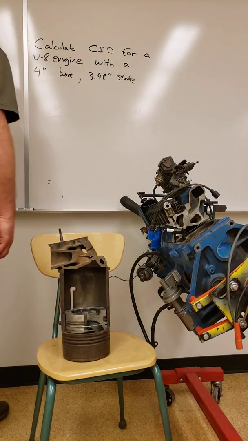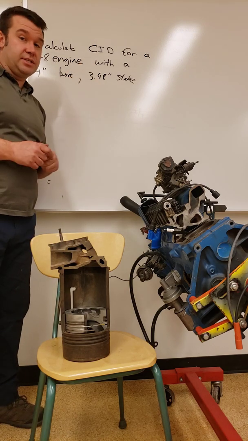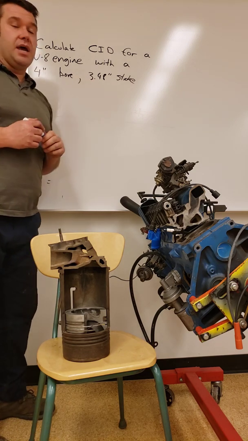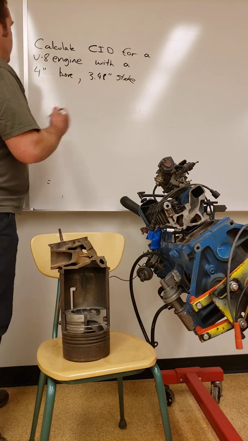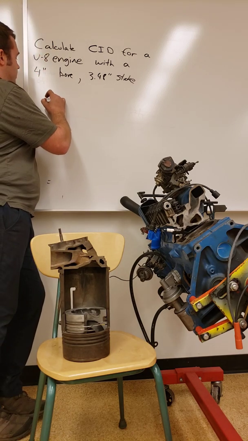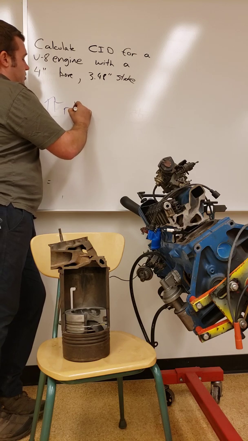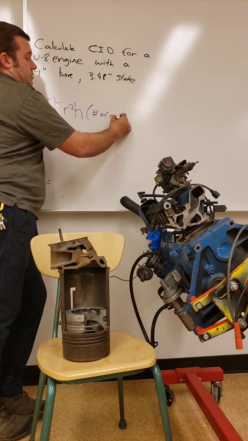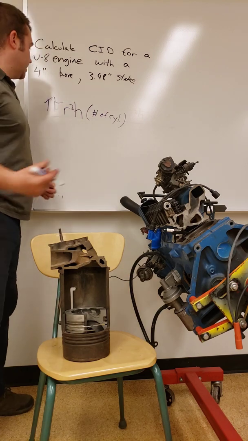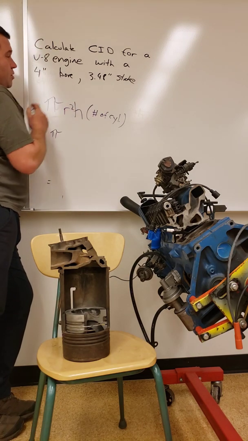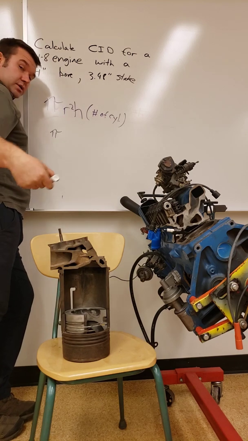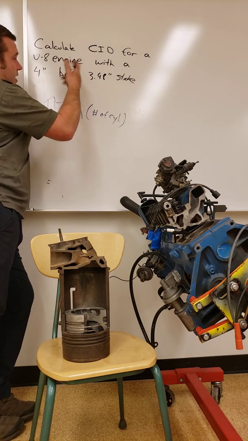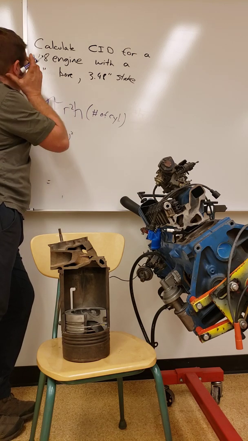So here's an example. Calculate CID, so in this case cubic inches displacement, for a V8 engine with a 4-inch bore and a 3.48-inch stroke. Okay, so let's just say we've got pi r squared h times number of cylinders. Okay, so we want that volume for the whole engine. So pi, our radius is 1/2 of the bore. Bore is our diameter. Okay, so we've got radius of 2, and we're going to square that, so it's going to end up being 4, but of course it wouldn't with another number.